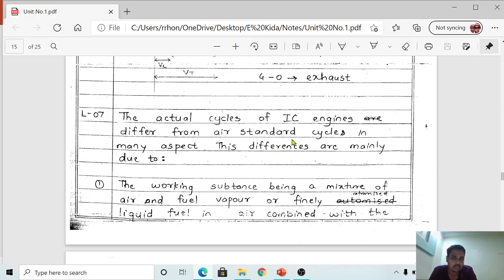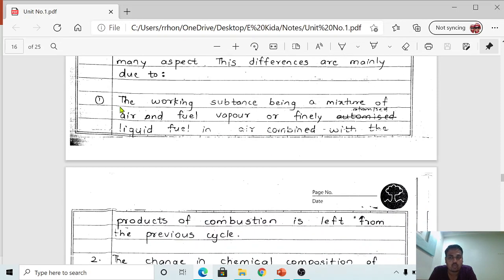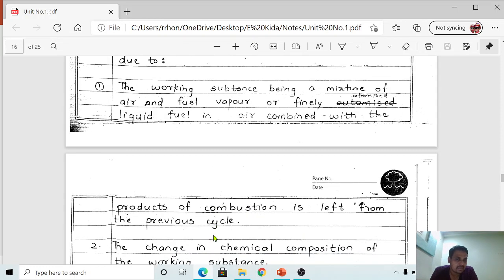The theoretical Otto cycle. In many aspects, the differences are mainly due to several reasons. One by one we are going to understand the first difference. The working substance is a mixture of air and fuel vapor, or finely atomized liquid fuel in air, combined with the products of combustion left from the previous cycle. Yes, dear friends, we are using an air and fuel mixture in the case of the SI engine.